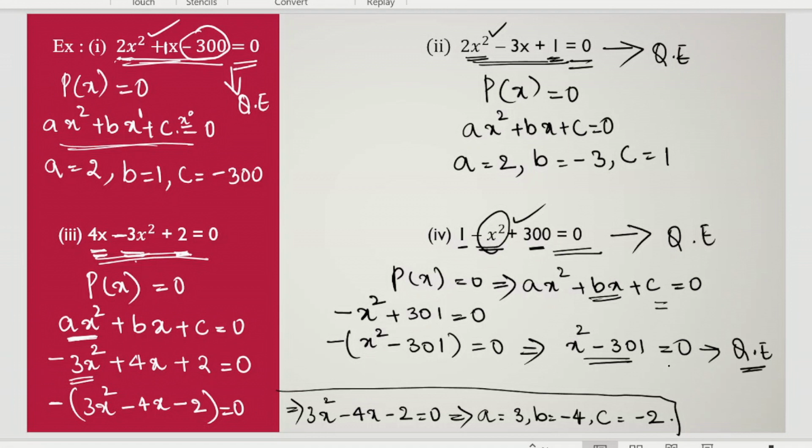Now comparing it with the general form, you will get a is equal to 1 here, right? A is equal to 1, and you do not have any b term, so b is 0. And c is equal to, you will take the whole constant term, which is minus 301. Okay.